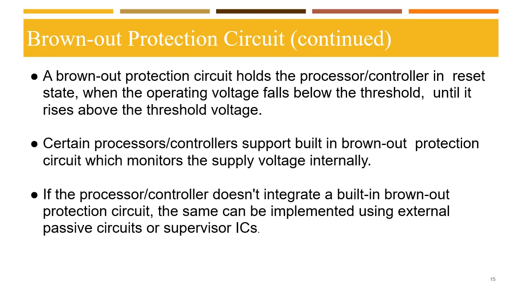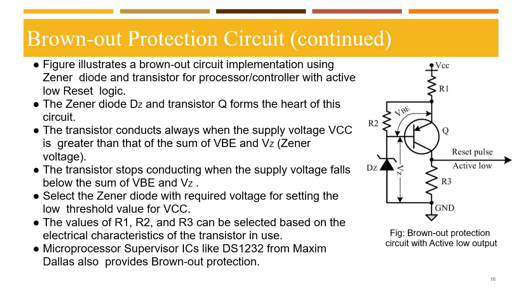In certain processors or controllers, the brownout protection circuit monitors the supply voltage internally. Certain other processors or controllers don't integrate a built-in brownout protection circuit, so it can be implemented using external passive circuits or supervisor ICs. The figure here shows a circuit implementation using a Zener diode and a transistor. Here we are taking an active low reset logic. The Zener diode and the transistor form the main parts of the circuit.